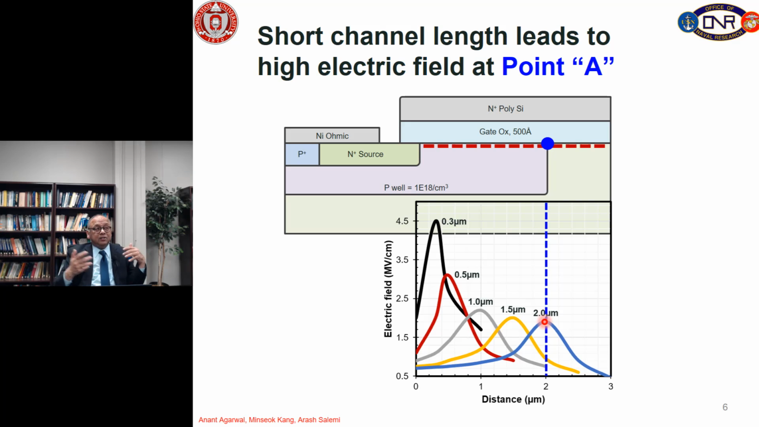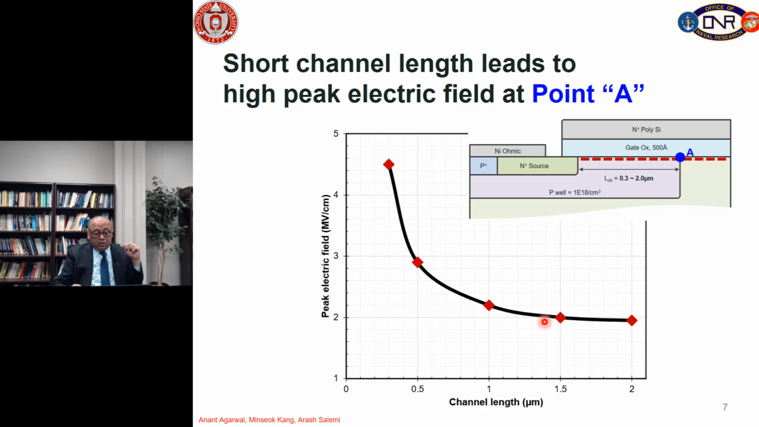So, the question is what else can we do to reduce the electric field at point A. So, again that electric field we have plotted here as a function of channel length, and you can see it kind of saturates for long channel at 2 megavolt per centimeter, but for short channels it exceeds 4 megavolt per centimeter. And we already decided we don't want to increase our channel length because the device cost goes up. So, we have to find something else.